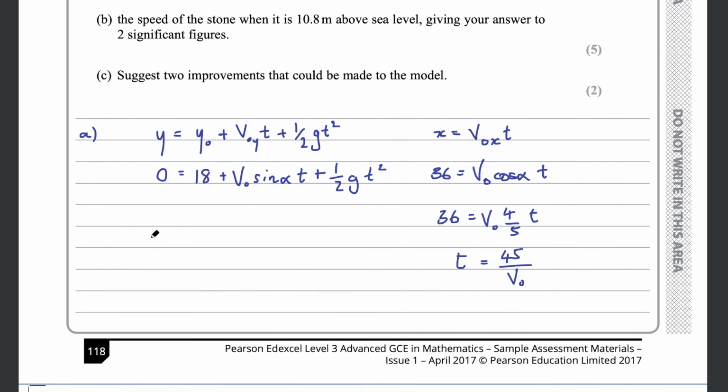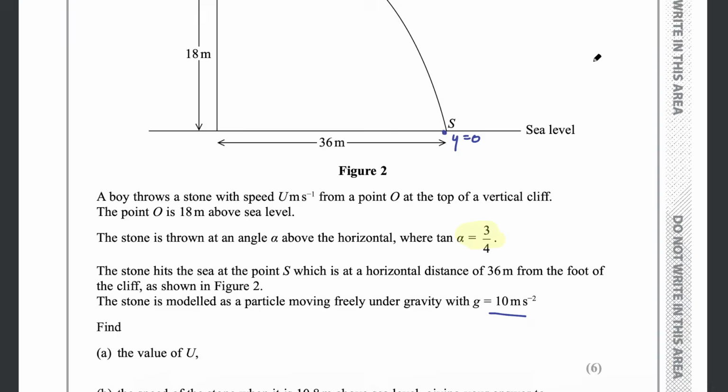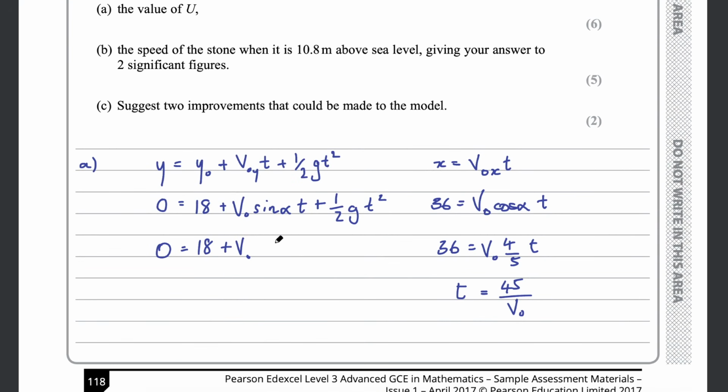Let's keep substituting things in now. So 0 equals 18 plus V0 multiplied by sine alpha. Just again, sine alpha, that was 3 on 5, multiplied by t. And when I get to this t, I want to substitute in our equation over here from the horizontal position. So this was 45 on V0. And remember, we said the acceleration due to gravity, that's actually going to be a negative. So we can change that to a negative now.